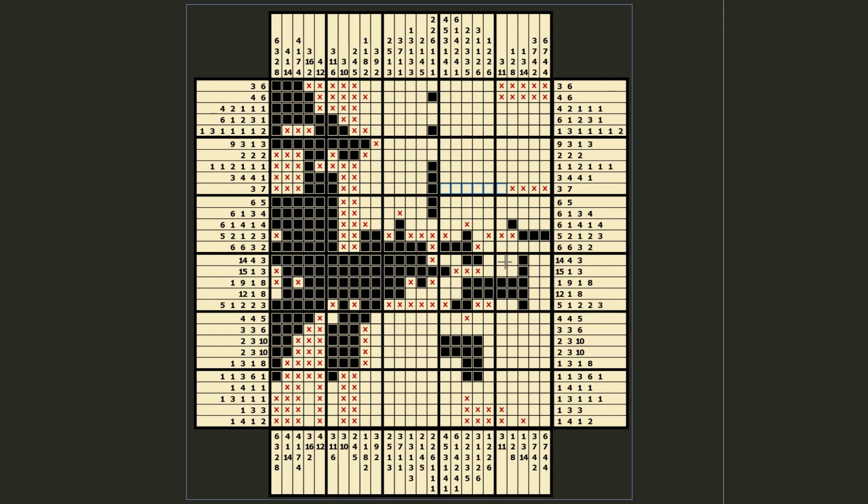So 3. No space for the 3 here. 3, 11. So this has to be part of the 11. That's a 3. That's a 5. That's a 6. That's a 10, 10, 8. Okay. Sorry, extend this. Yeah. Okay, and then cross out everything else.